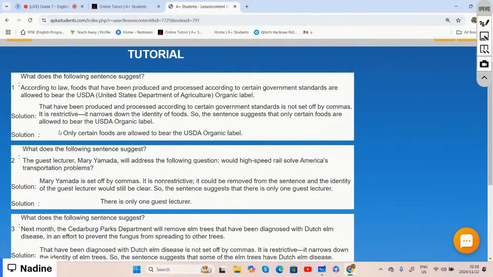All right, if you look at the first one that says, what does the following sentence suggest? It says, according to law, foods that have been produced and processed according to certain government standards are allowed to bear the USDA, which is the United States Department of Agriculture, organic label, right? So that is, according to law, foods that have been produced and processed according to certain government standards are allowed to bear the USDA organic label to basically give us an idea that the food is organic, right?